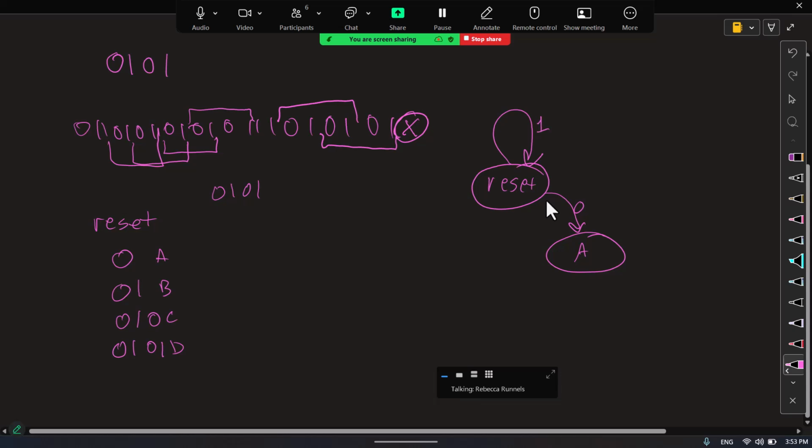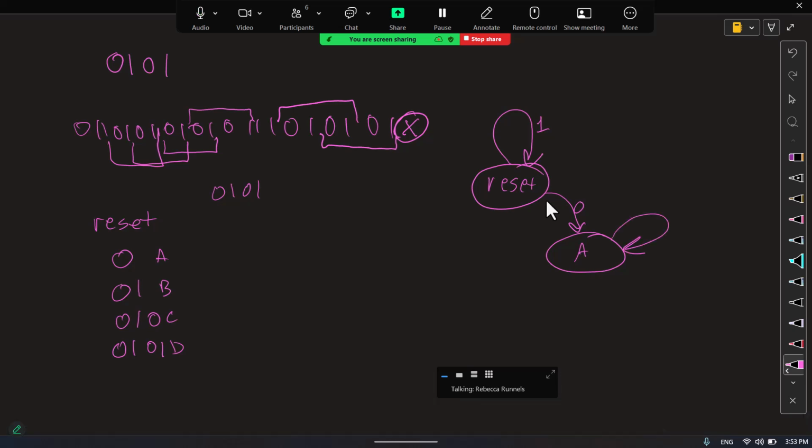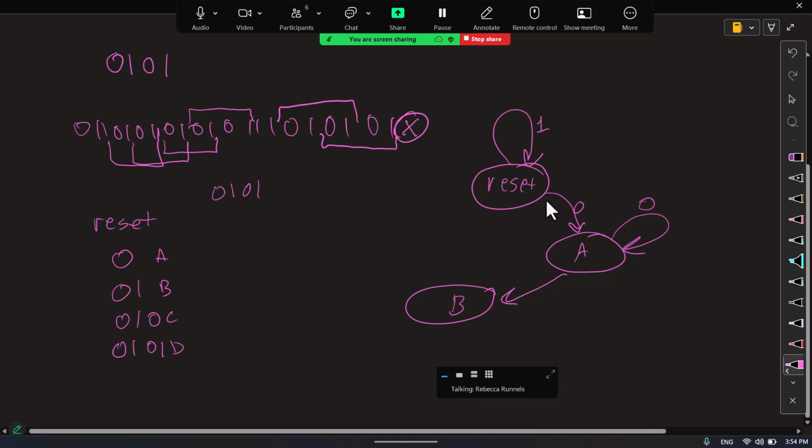And if I'm at A and I get a 0, where do I go? You go back to itself. And if I get a 1, where do I go? B. And if I'm at B, that means I have a 0, 1. If I get a 0, where do I go? You go to C. I go to C. Yes.